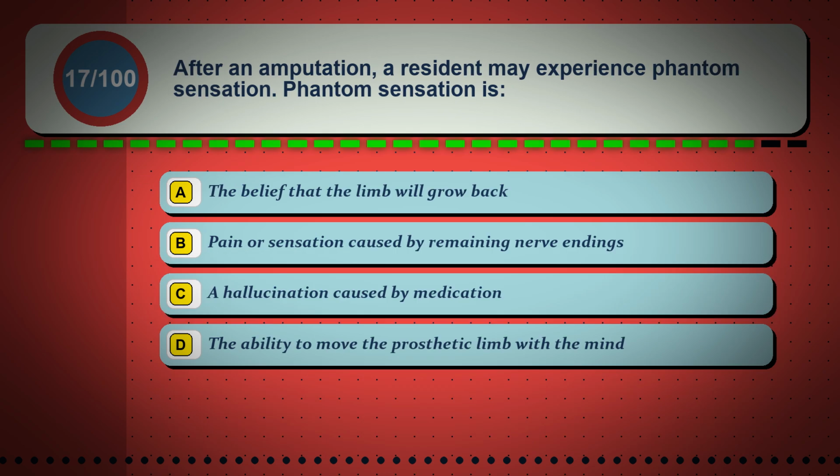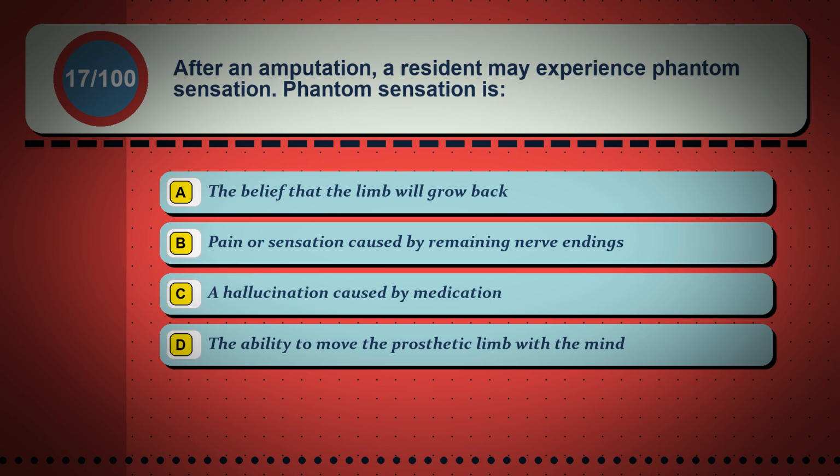Question 17. After an amputation, a resident may experience phantom sensation. Phantom sensation is: Option A, the belief that the limb will grow back. Option B, pain or sensation caused by remaining nerve endings. Option C, a hallucination caused by medication. Option D, the ability to move the prosthetic limb with the mind.